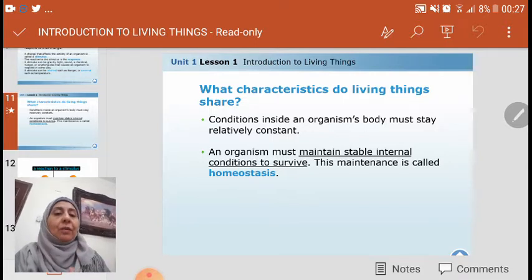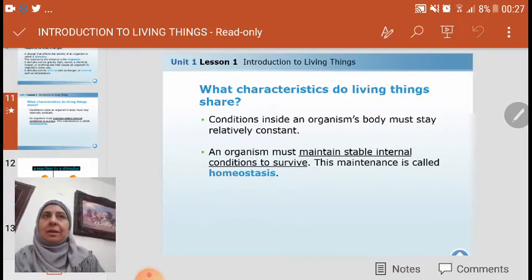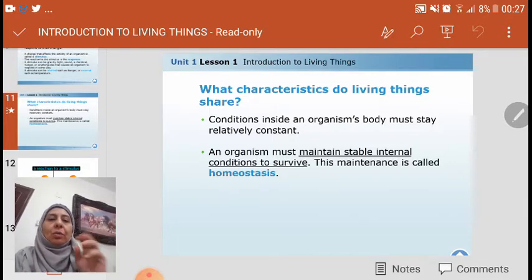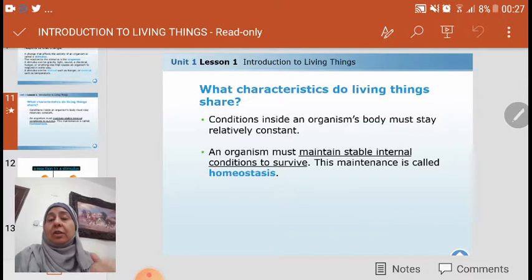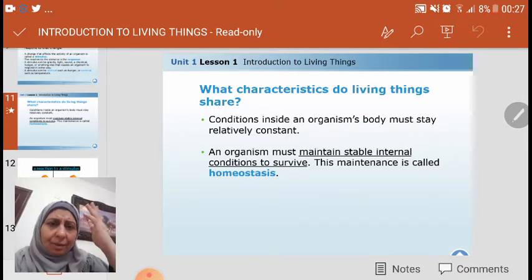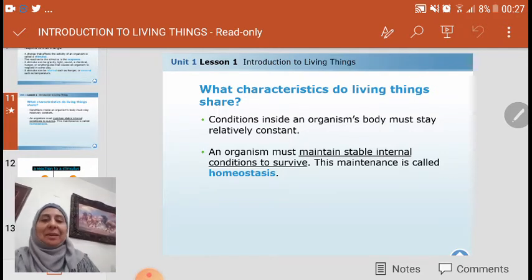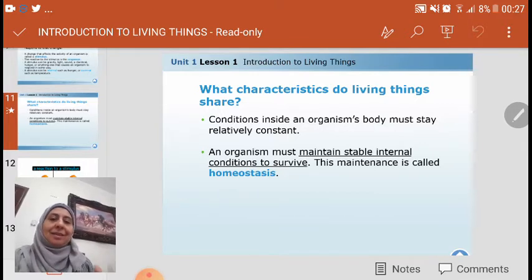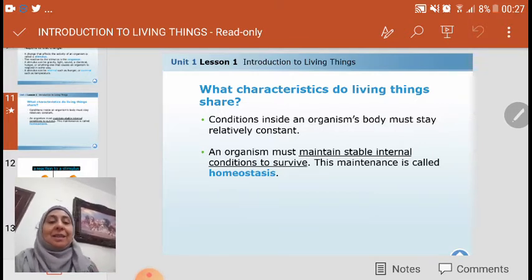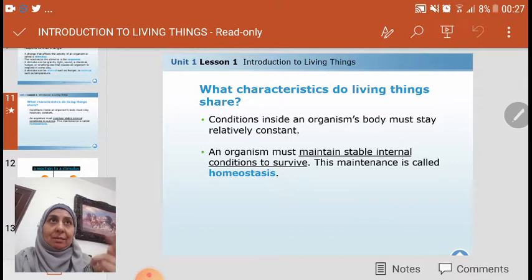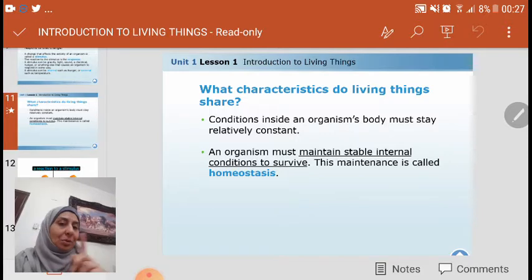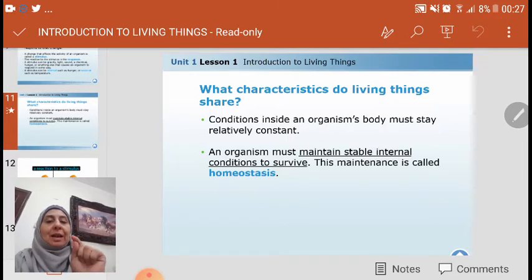The question now: if it was very, very hot outside, like in summer, in July or in August, sometimes it reaches about 45, sometimes about 50 in the summer here. If you go outside the house, not under the AC, do you think your temperature will be 45 like the temperature outside? The answer will be no.